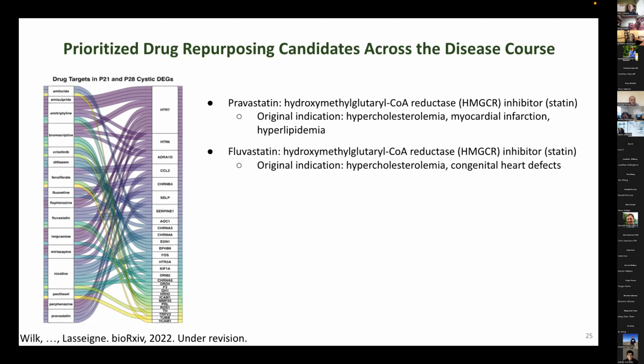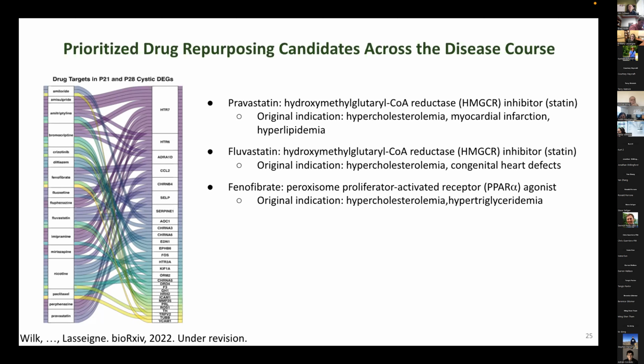The second drug that I want to highlight for you is fluvastatin. So this is another statin. And statins in general have been of interest for treating PKD because of the anti-proliferative, anti-inflammatory, and antioxidant properties. So this belongs to that same class of drugs as pravastatin. In general, for statins, we found papers back to 1995 identifying that statins might be helpful in PKD. But again, this is another drug in that same class that we identified as being a top prioritized drug.